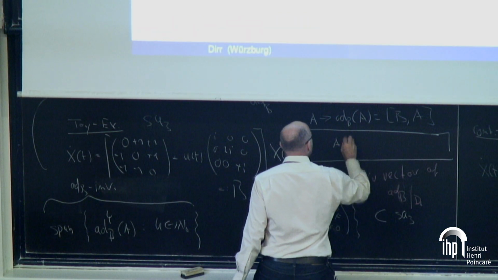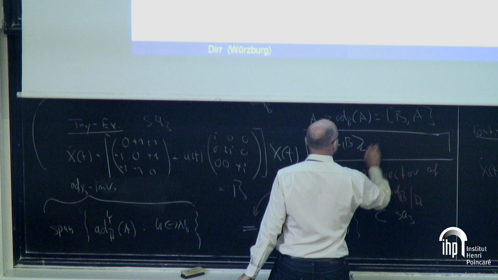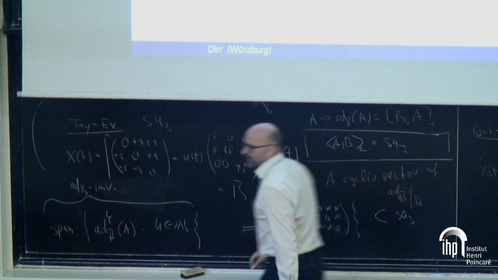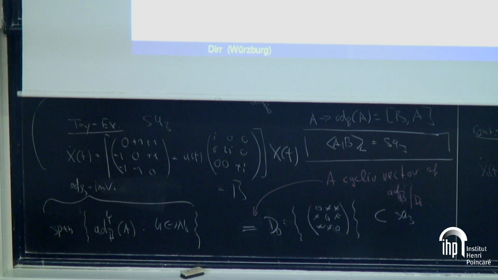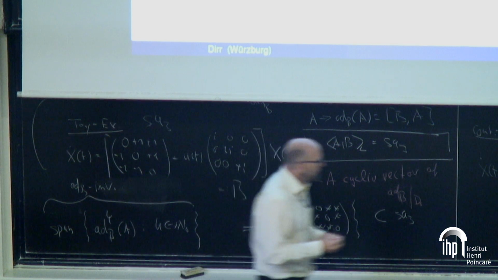the Lie algebra spanned by A and B is equal to SU3, and then we are done according to Jurdjevic, Sussmann, and so on. It's controllable. The group is compact, it's controllable. Fine.